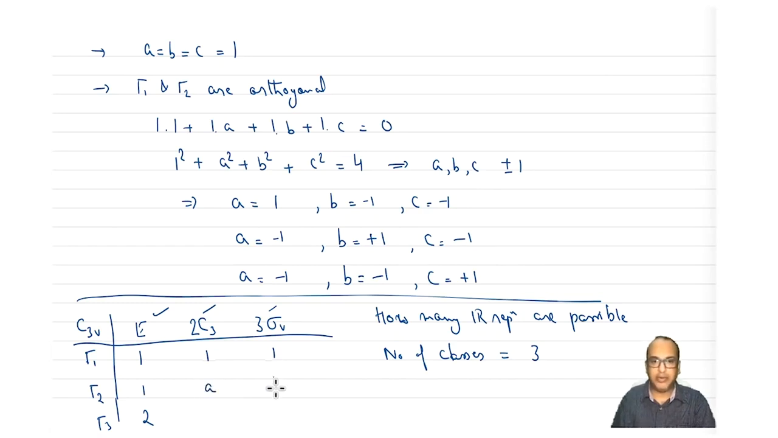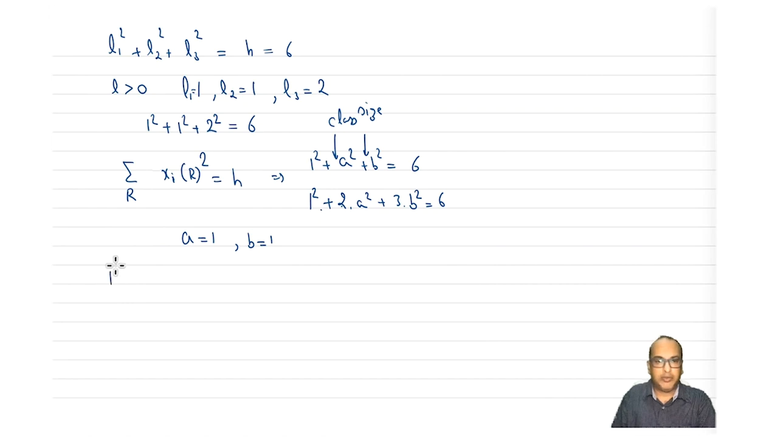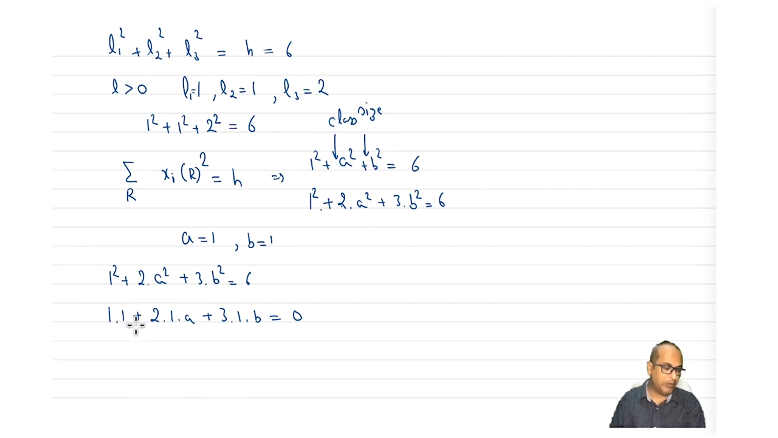So now let us write down A, B and C, D again, okay? And apply the same conditions again. So 1 square plus 2A square, again multiplying with the class size, plus 3B square is equal to 6, and the second equation is 1.1 plus 2 into 1.A plus 3 into 1.B is equal to 0. Now this is the orthogonal condition, right? So what is the solution for this? If I do this, I get 1 plus 2A plus 3B equal to 0. So now I have to find which digit A and B can both take, plus 1 and minus 1. We have seen that earlier.